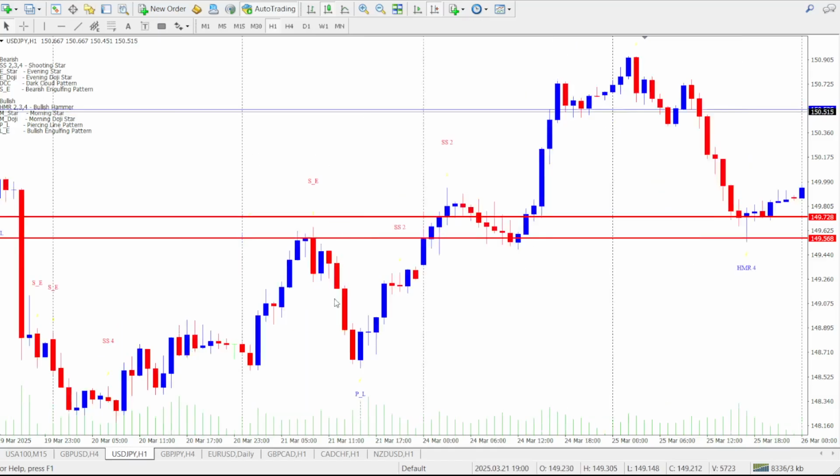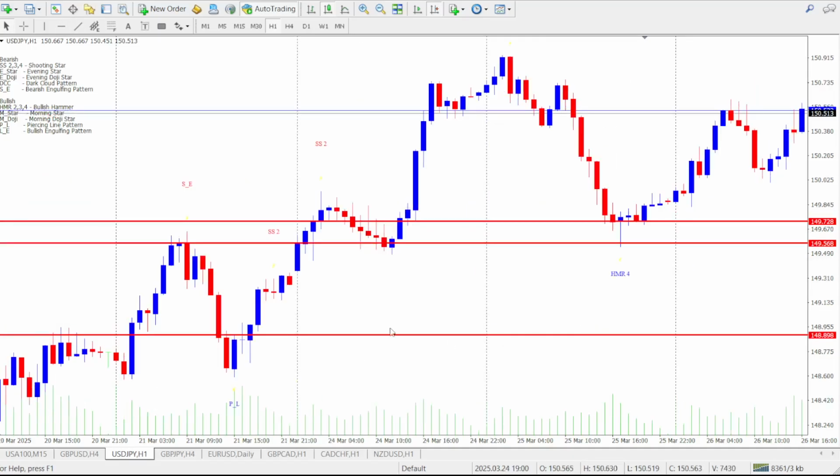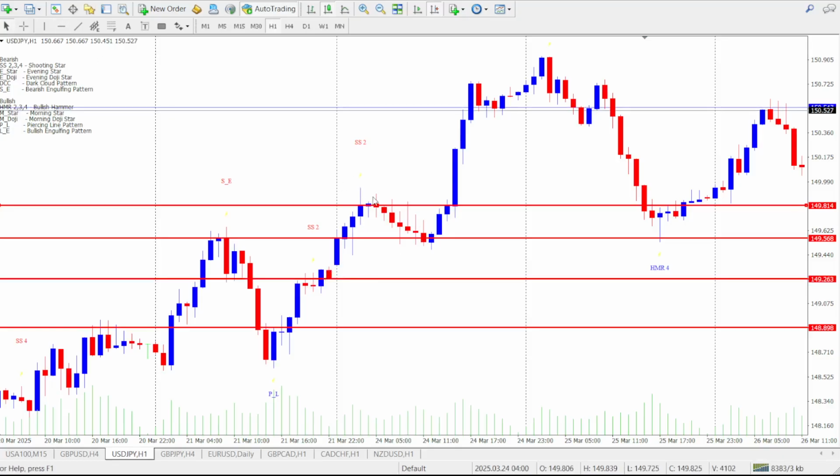Now you can see that when we had the PL, what does the PL mean? Piercing line pattern, and it's a bullish pattern. So the indicator identified a PL pattern and told you. If you had entered a buy around here, you would have gotten some pips, even if you had exited around here, right after the SS2 formed. As a scalper, you can be exiting at the nearest opposing signal and entering when the next signal appears.